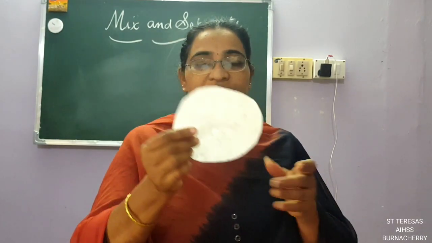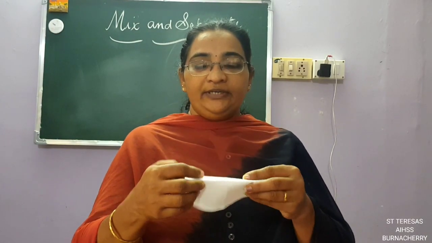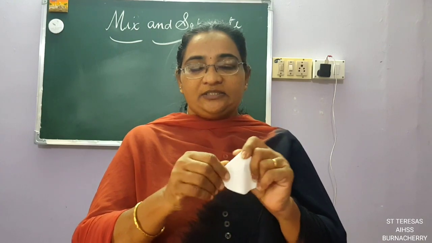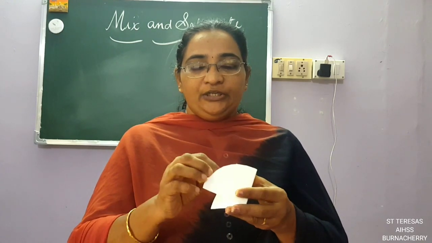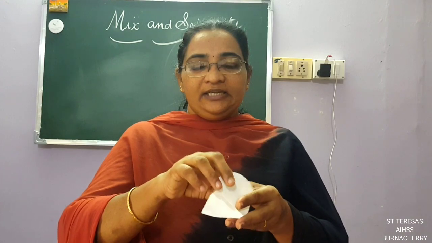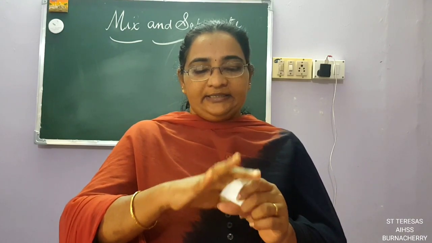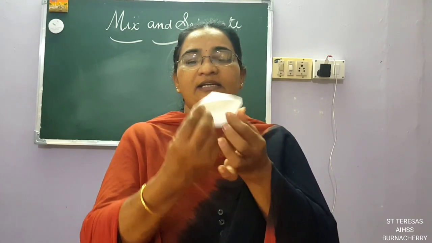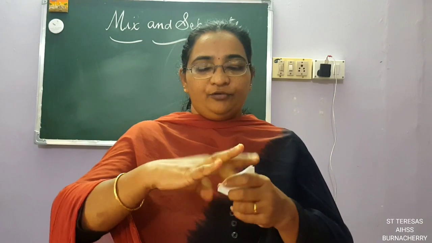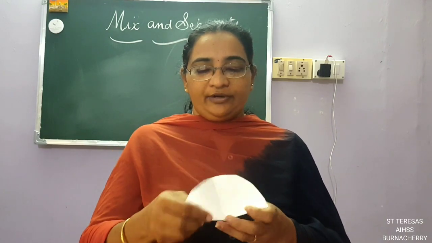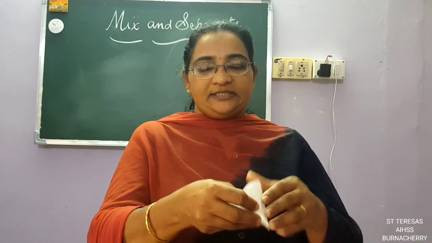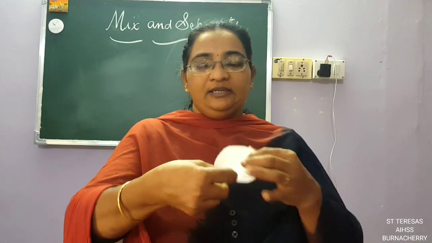Now how can we use the filter paper? We have to fold it into 4 like this. When you fold it into 4, you will get like this, and then we can open it like this in the center and make it like a funnel. Okay, fold it into 4 and open like this, or else we can keep it like this. Anyway you do, you will get a funnel like this.